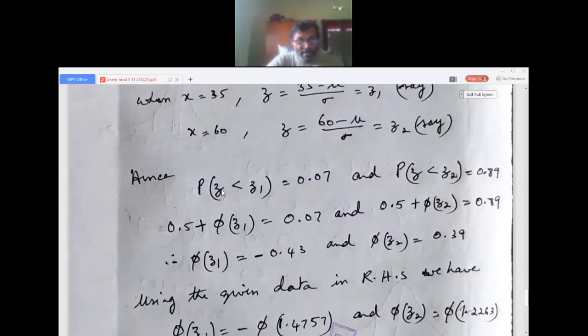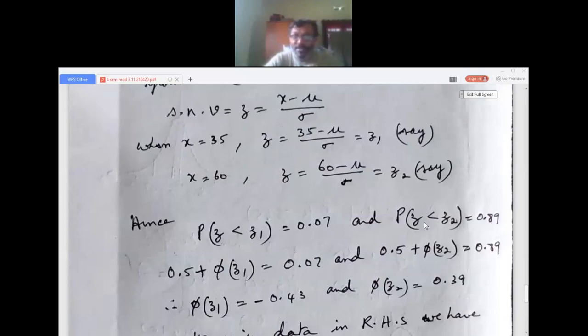We can derive it also, but here we don't have time to derive. In the exam also you will not get time to derive. You have to learn it by heart. P of Z less than Z1 is 0.5 plus phi of Z1. So P of Z less than Z1 is 0.5 plus phi of Z1, that is 0.07, and P of Z less than Z2 is 0.5 plus phi of Z2, that is 0.89.